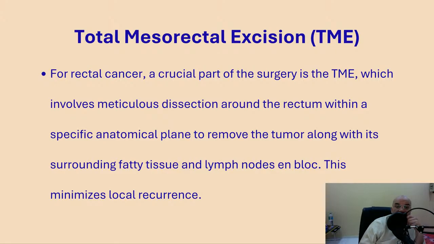For the total mesorectal excision, or TME, which is also part of the surgery itself, involves meticulous dissection around the rectum within the specific anatomical plane to remove the tumor along with its surrounding fatty tissue and lymph nodes, and this is to minimize local recurrence. So they will end by what they call the safe zone during the surgery.